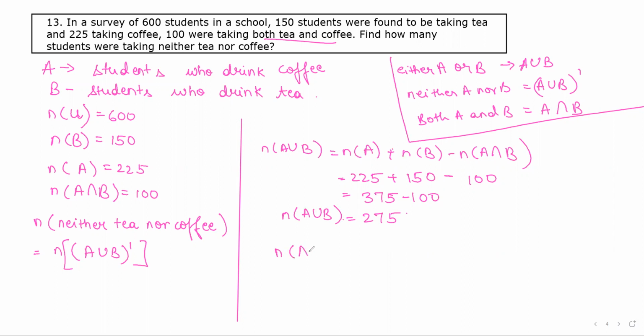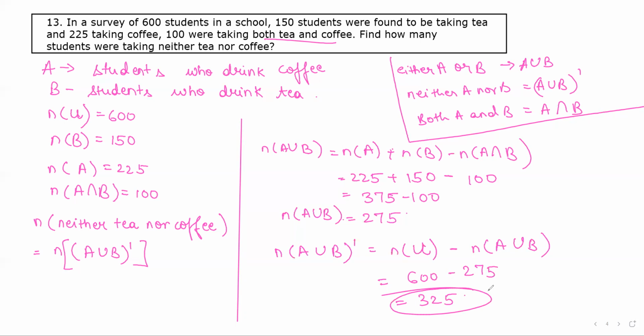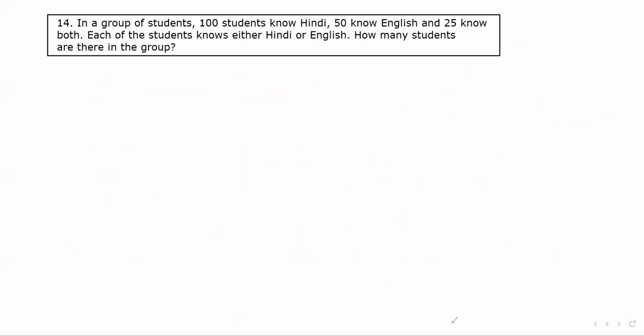The number of students who drink neither will be equal to n of U minus n of A union B, which is equal to 600 minus 275, which is equal to 325. That's your answer. These are the number of students who drink neither tea nor coffee.